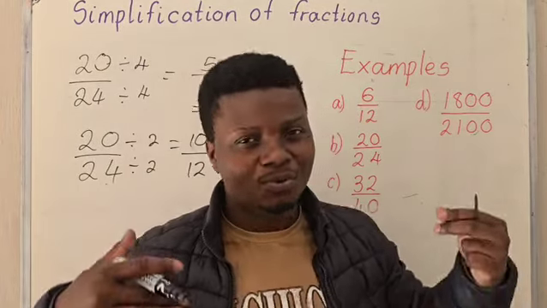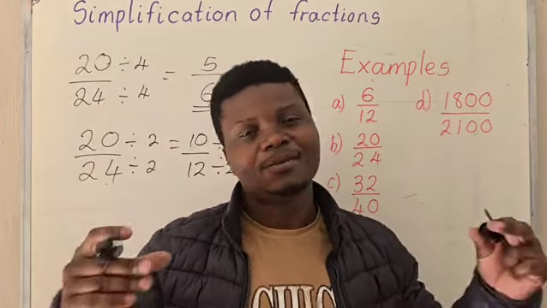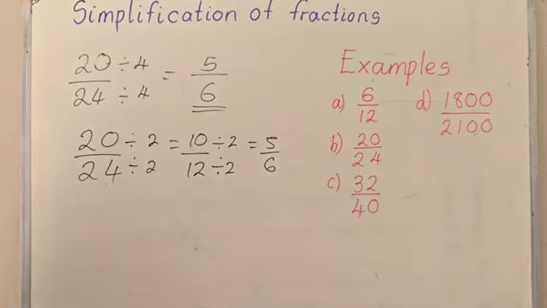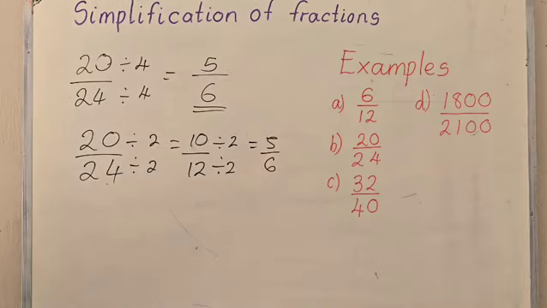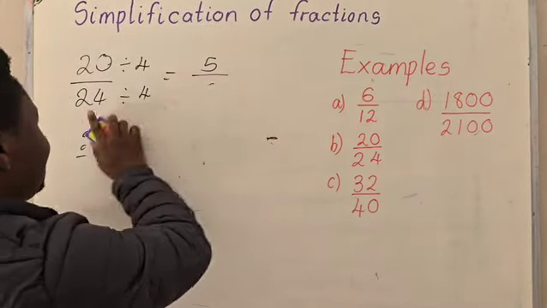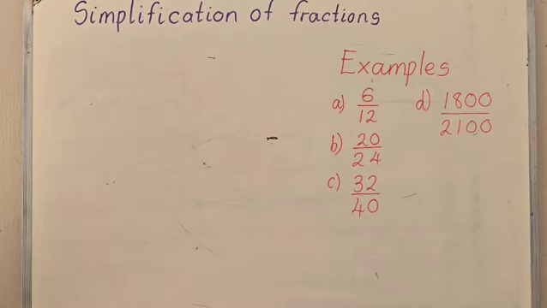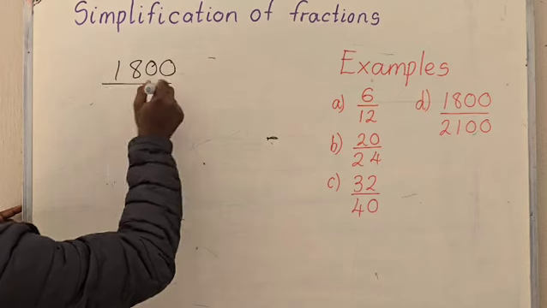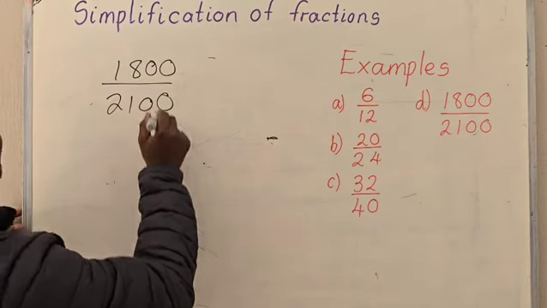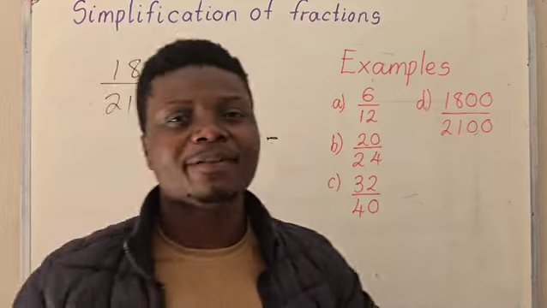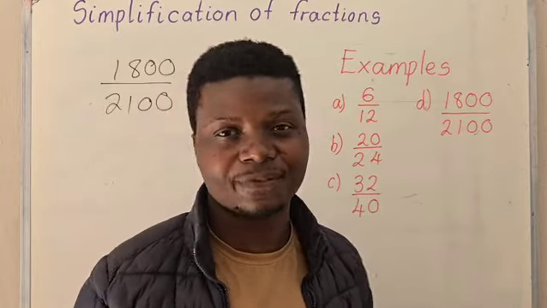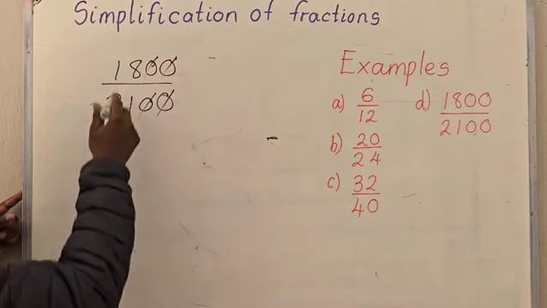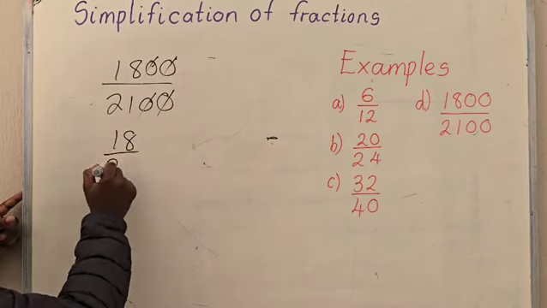So if you don't really find the highest common factor right away, find just any common factor that divides both the numerator and the denominator. How about a big number like this one that says 1,800 all over 2,100? In such a case, remember, we have to cancel out the zeros first. So let's do that. This 0 cancels with that 0, and this 0 cancels with that 0. So I'm actually left with 18 over 21.